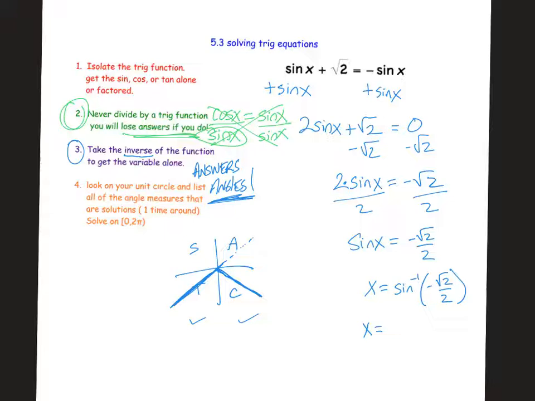This would be 3 pi over 4, 4 pi over 4, so this is 5 pi over 4, 6 pi over 4, so this would be 7 pi over 4. I think I was pointing and realized that you can't see where I was pointing. Sorry. So our answers are 5 pi over 4 and 7 pi over 4.